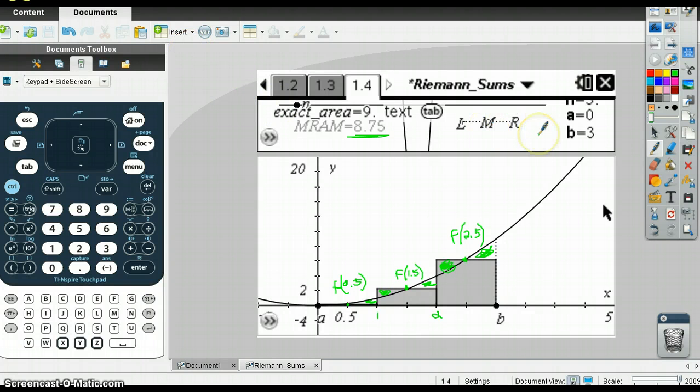Okay, so that is all for the midpoint, left hand, and right hand. Make sure you're filling out all the things that go with that, and we'll do a couple examples and move on.